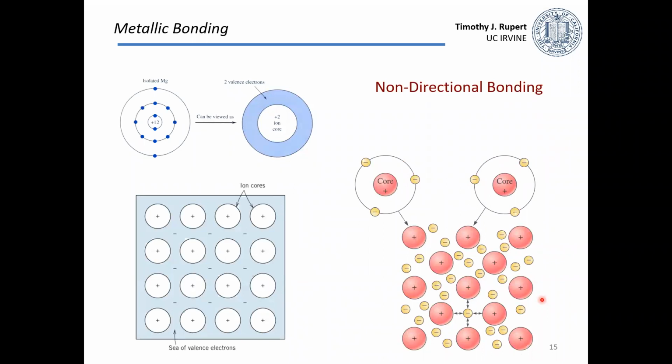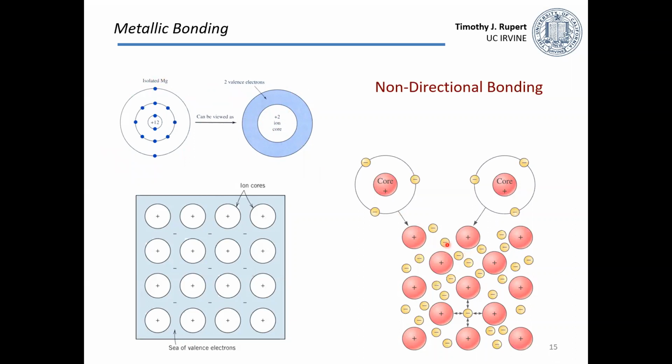Metallic bonding is the third major category. In this case, we are looking at a metal atom. This is magnesium. It has 12 electrons overall. You can think about it as an ion core, the nucleus plus some of those electrons, that's positively charged. And then there are those 2 valence electrons, those 2 in the outer shell.